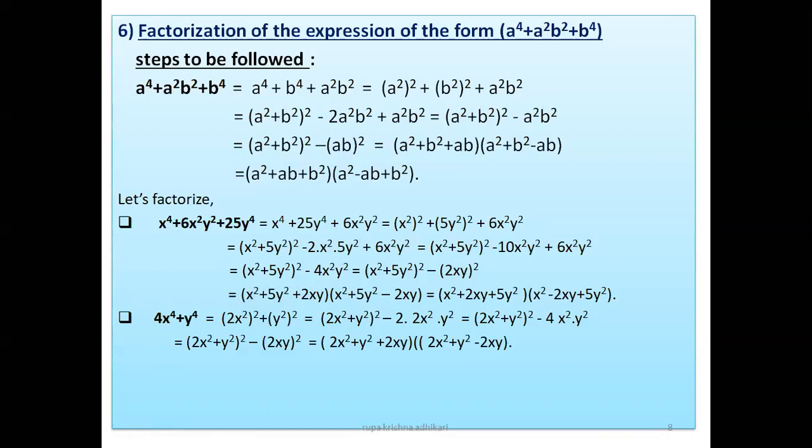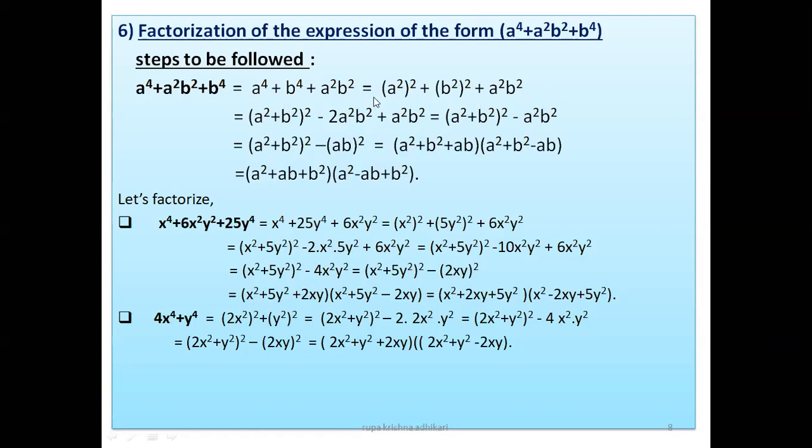Now let's move on to last form of expression. A to the power 4 plus a square b square plus b raised to 4. Now steps to be followed. That is, this one can be written like, look here, I have arranged the terms, first and last terms are written together. A raised to 4 plus b raised to 4 plus a square b square as it is. It is again rearranged.